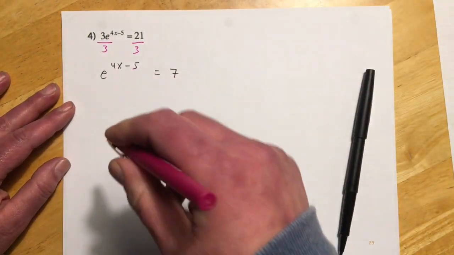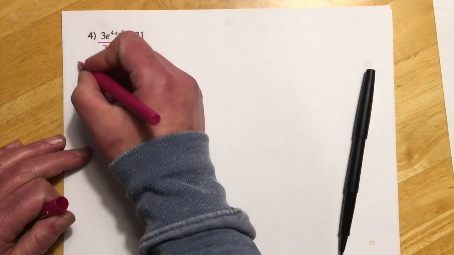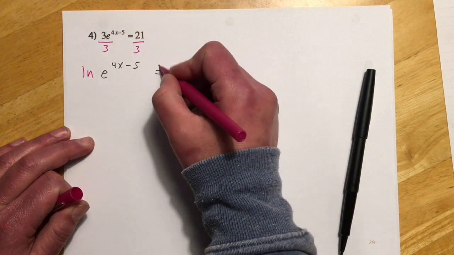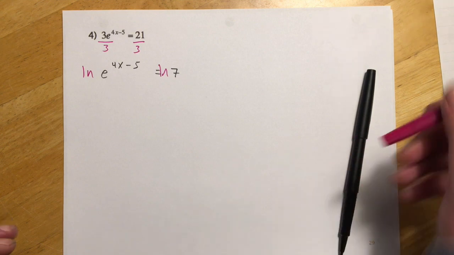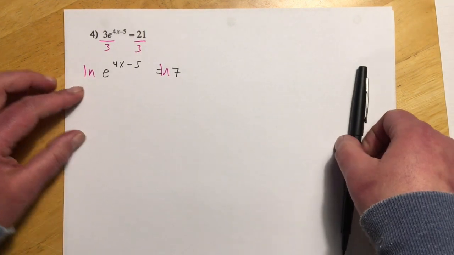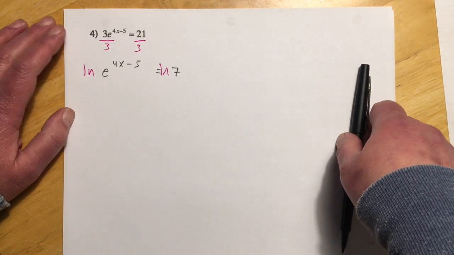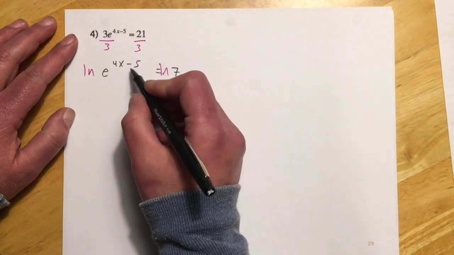And then since it's e, I want to make sure I use natural log, just because it'll make it a little bit easier later in the problem. So anytime we see a base 10, we'd go with base 10. Anytime we see e, we want to go natural log. And then for anything else, it really doesn't matter. Whichever one you want is fine.